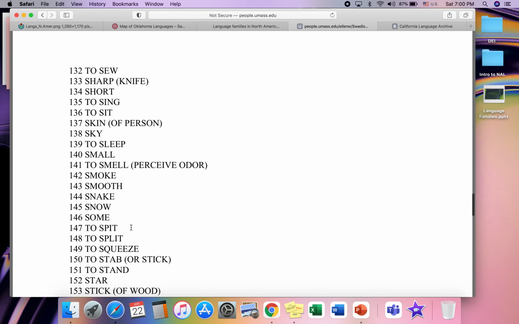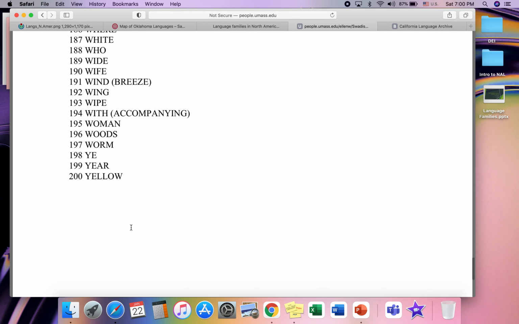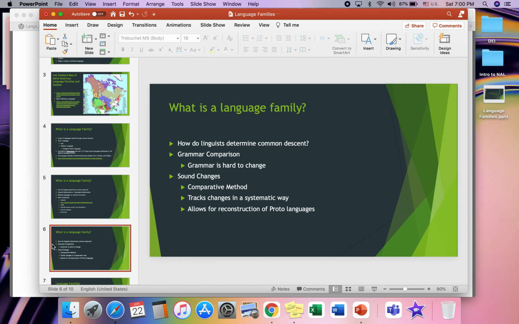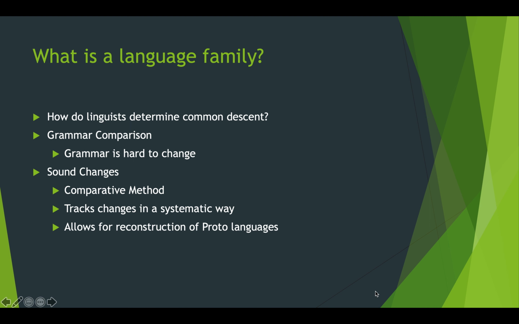words, and so you would list these 200 words in two languages and just compare and see how many words are similar and not similar between the languages. But again, that's not a foolproof way of showing if two languages are genetically related. So another way that you could determine common descent is doing a grammar comparison.